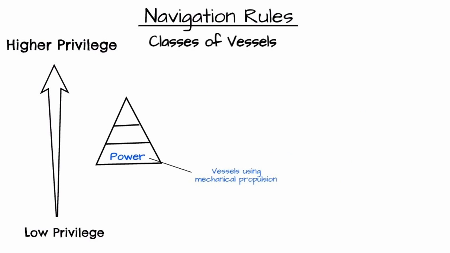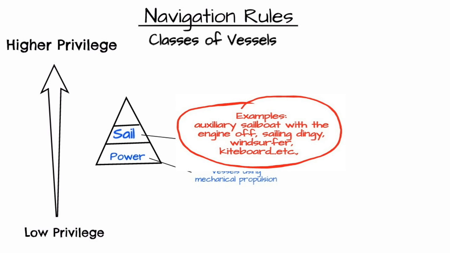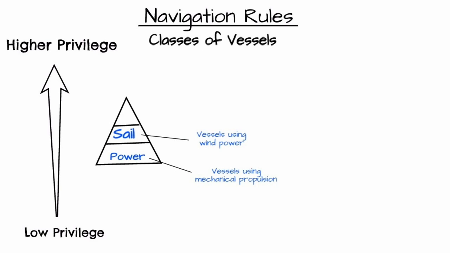The next class of vessels in the pyramid, located above power, is sail. Sail are vessels using wind power. Examples of sail vessels include an auxiliary sailboat with the engine off, a sailing dinghy, a windsurfer, a kiteboard, etc.